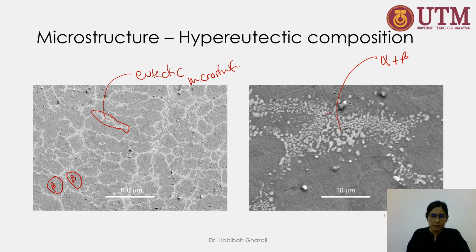As you can observe here, the primary beta crystallizes at the first stage of the solidification, and the remaining liquid, after it reaches the composition of eutectic, will start to form at the grain boundary of this primary beta. If you go back to hypoeutectic, you can also observe the same thing.